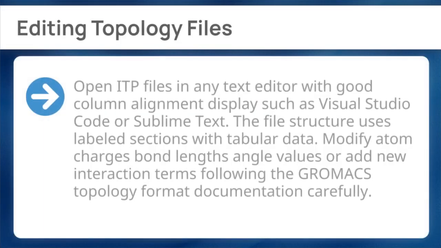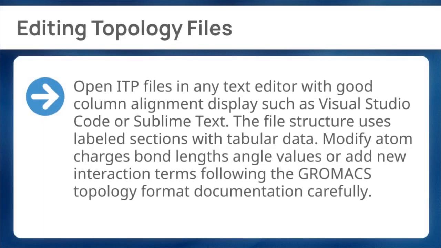First, editing topology files. Open ITP files in any text editor with good column alignment display such as Visual Studio Code or Sublime Text. The file structure uses labeled sections with tabular data. Modify atom charges, bond lengths, angle values, or add new interaction terms following the GROMACS topology format documentation carefully.